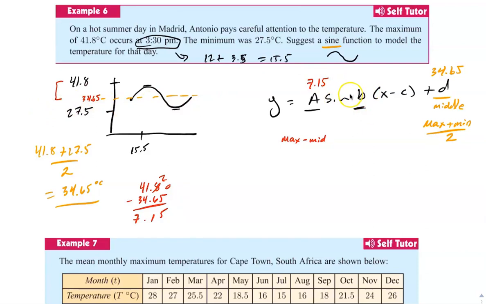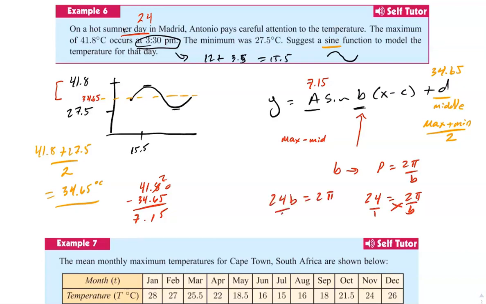Or next is b, sorry. And that always works the same way. If you want to find b, you got to remember that the period equals 2 pi over b. So you got to think, what's the period here? Well, we're talking about a hot summer day. So by default, our period is going to be 24 hours, because we're talking about hours in a day. So I'll make this 24, set equal to 2 pi over b, and then just do some math. So 24b equals 2 pi, divide by 24. B equals pi over 12. So that is my b.